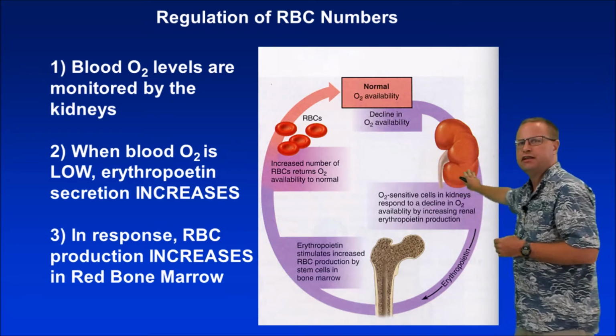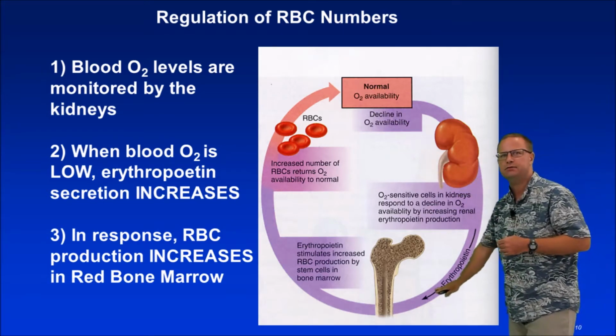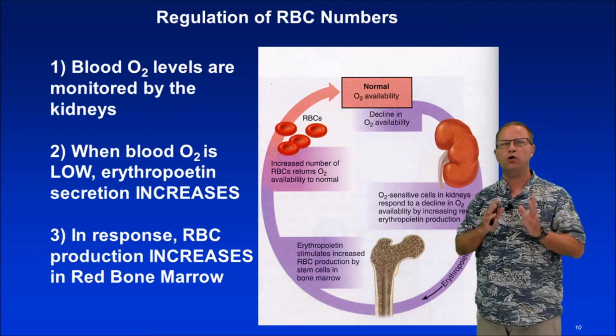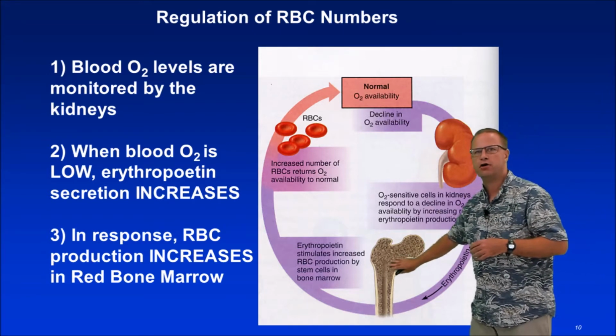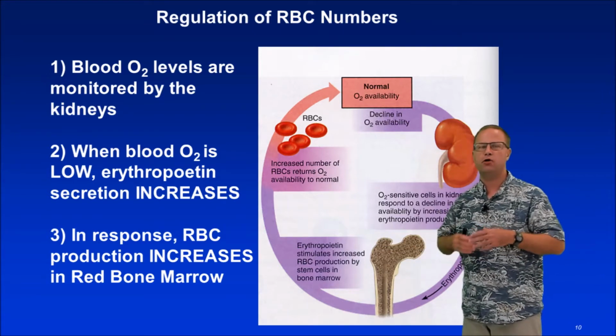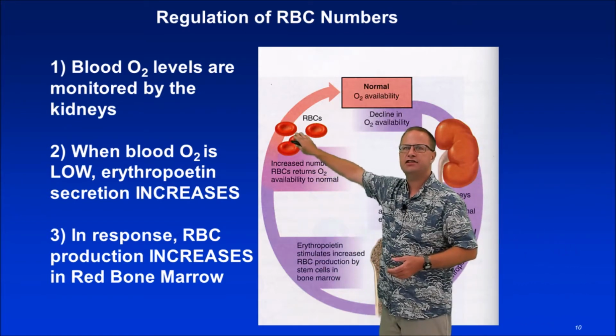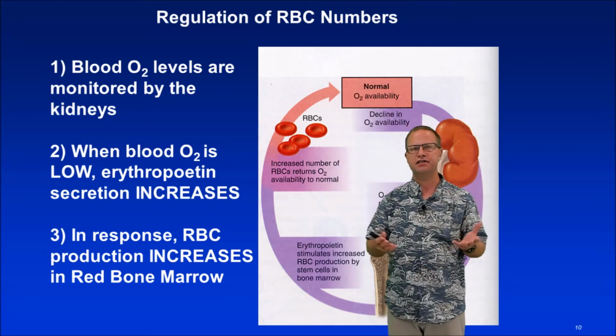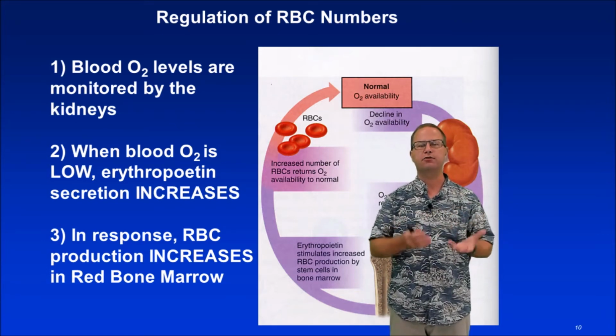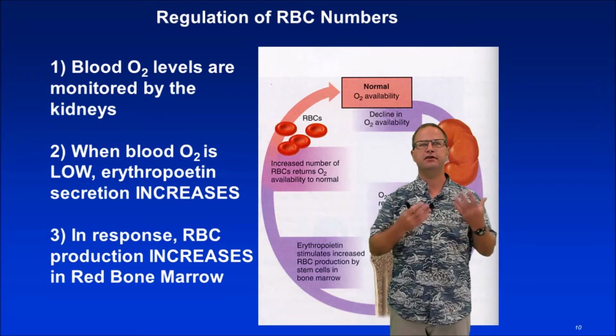And so if blood oxygen levels begin to fall, what will happen is the kidney will secrete a hormone called erythropoietin. Erythropoietin acts on our red bone marrow, and it tells our red bone marrow to make more red blood cells. As a result, we make more red blood cells, our blood oxygen levels increase, and that results in a decrease in erythropoietin. So this is a classic negative feedback loop.